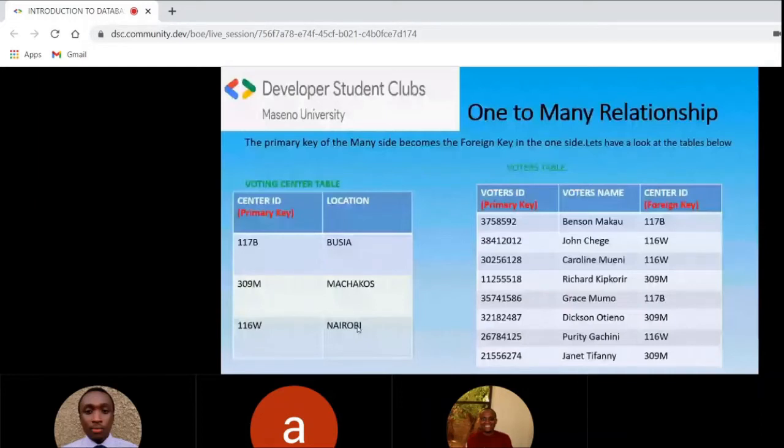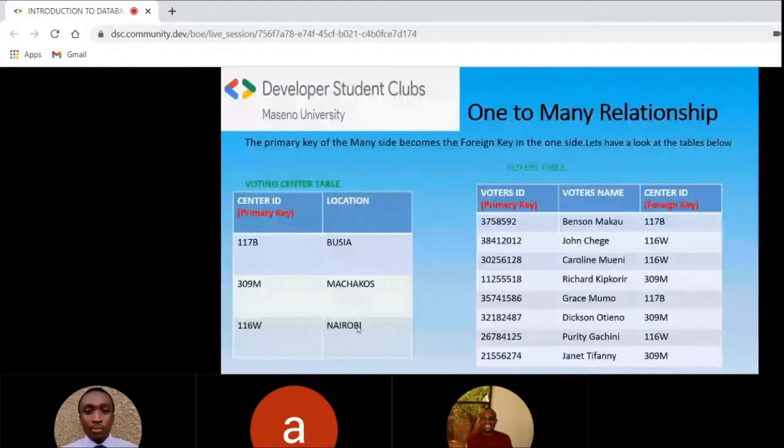So for example, we can see that we have voting centers: Busia, Machakos, and Nairobi, with codes 117B, 09 AM and 116W. Then we have the voters. Those ID numbers are not real, so you can't use them for any purposes. For example, my ID, sorry, is not that one. So when we look at the center table and the voters table, we can see that there is a one-to-many relation between the voting center and the voters.